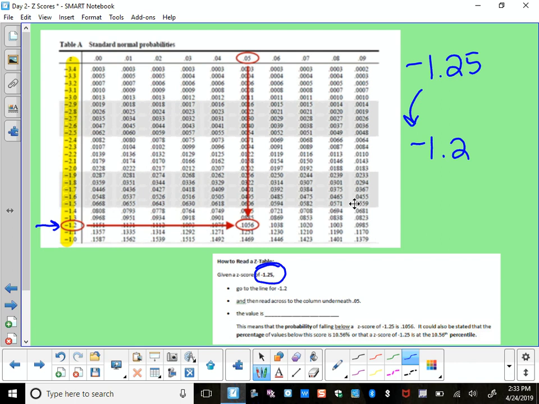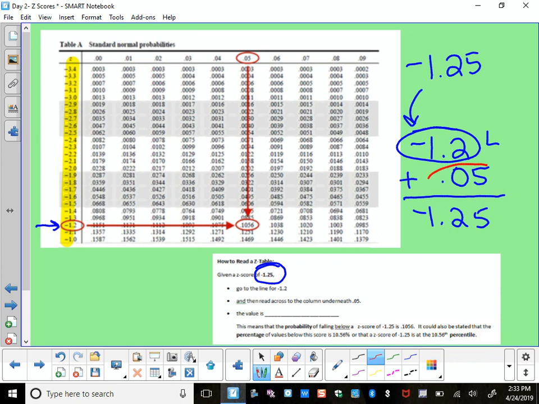Okay, you guys there? Alright, so out of this number, negative 1.25, what am I missing? The 5. So that 5 is basically 0.05, because if I were to add this together, I get what my original number was. Okay? So this part, negative 1.2, was on the left. The rest of it, 0.05, will be on the top. So what you're going to do is put your ruler or your finger at negative 1.2. On the very top, you're going to find 0.05, and you're going to scroll down to where they meet. Does that make sense?